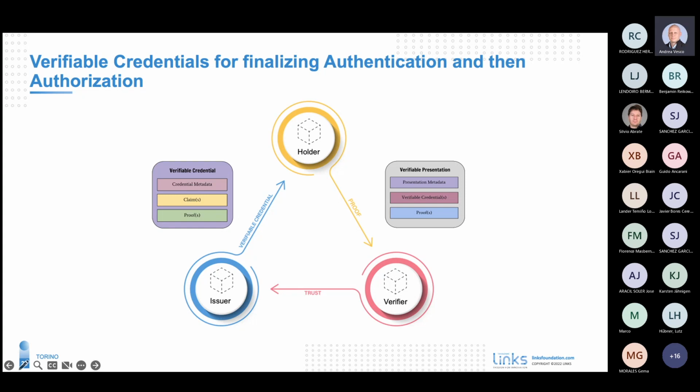The holder typically does not send this verifiable credential directly to a verifier, but uses a different data model that is called a verifiable presentation. A verifiable presentation simply wraps a verifiable credential. So again, there are some metadata and a proof. What is the difference between these two proofs? The first one, the proof or digital signature in the verifiable credential, is made by the issuer. The proof in the verifiable presentation that wraps a verifiable credential is made by the holder.